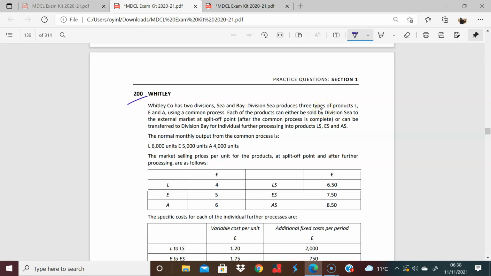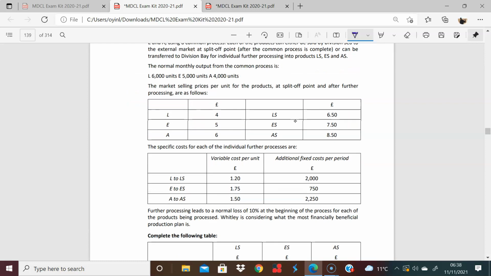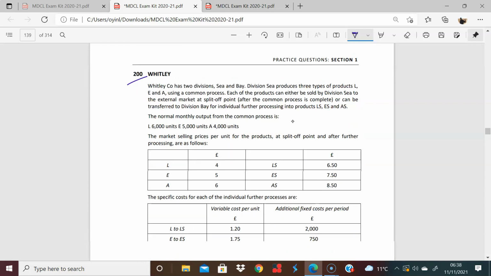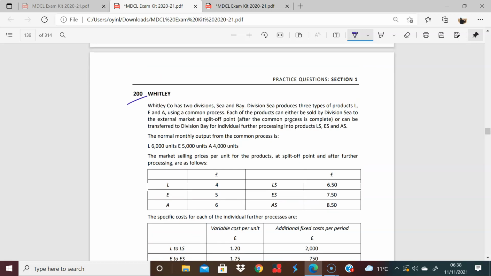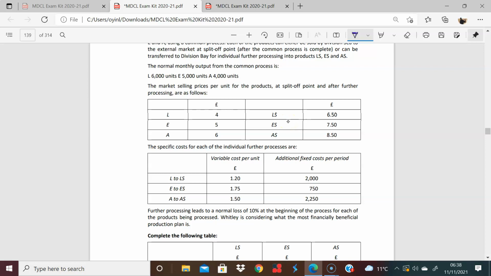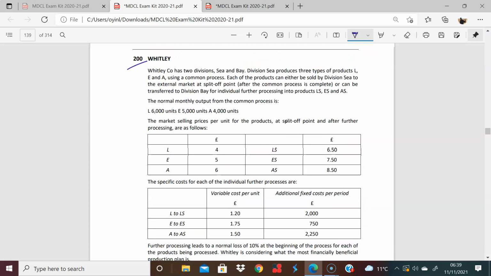So the question here, I'm sure you've read this, is: do we go on to finish making a product, or do we just sell it off where we are right now? This question requires us to find what that additional revenue is from the point of where we are to where we could finish it off. So, for example, let's take L.